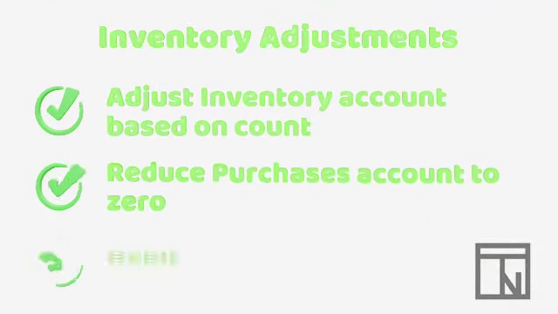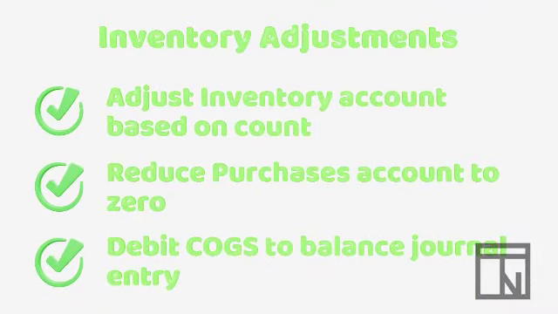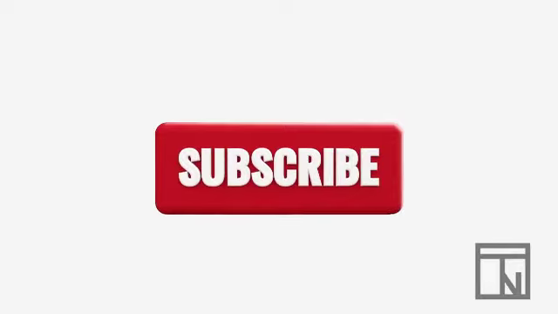As a quick review, the adjustment for periodic inventory has three parts. First, you calculate the difference in the inventory account and debit it if inventory increases, or credit it if inventory decreases. Second, you credit purchases for its full balance so that the amount in purchases is zero. And last, you debit cost of goods sold for whatever amount is needed to balance the journal entry.